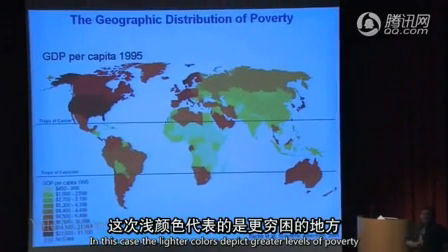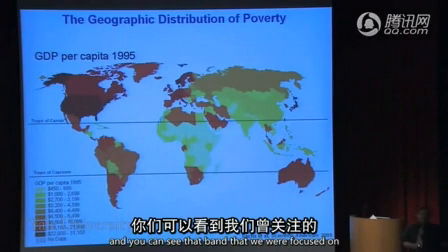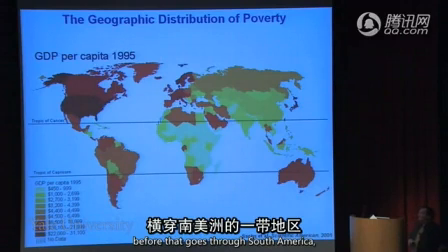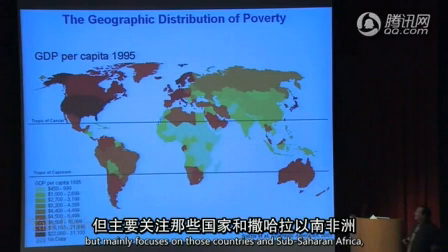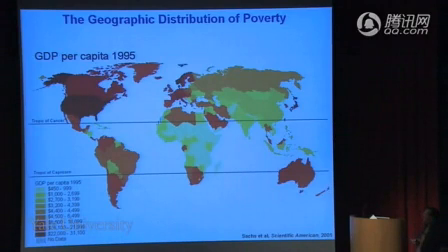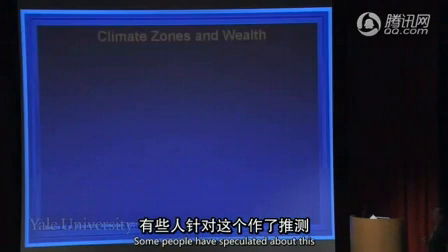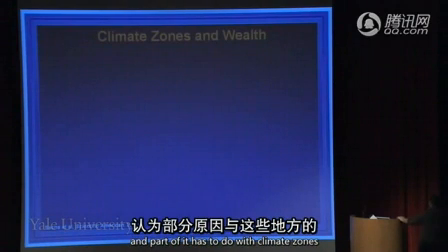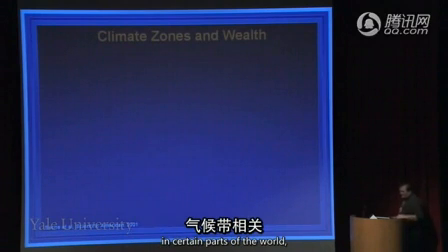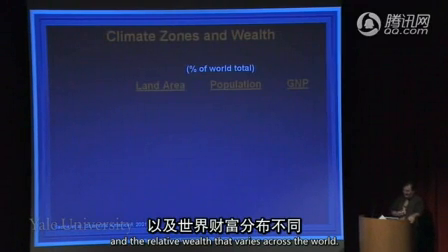And in this case, the lighter colors depict greater levels of poverty. And you can see that band that we were focused on before, that goes through South America, but mainly focuses on those countries in sub-Saharan Africa, highly affected by poverty. And of course, hunger follows from that. So the question is, why here? What's going on in this part of the world? And some people have speculated about this. And part of it has to do with climate zones in certain parts of the world and the relative wealth that varies across the world.